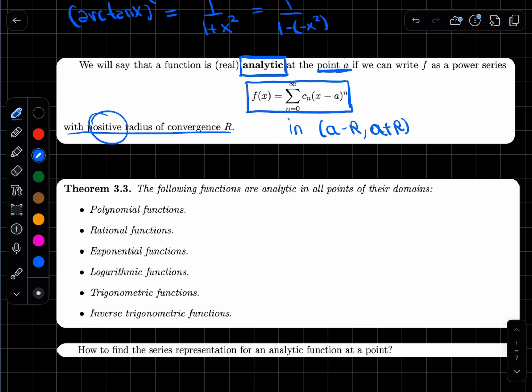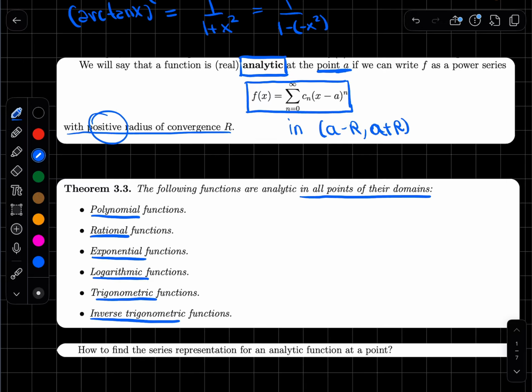Again, this needs to be proved. I'm not going to prove it to you. It's not very interesting, I don't think. But the takeaway or the conclusion of the theorem is that if you have a polynomial function, you can represent it as a power series. If you have a rational function, an exponential, a logarithmic, a trigonometric, or an inverse trigonometric function, all of these functions can be represented as power series in all points of their domains.